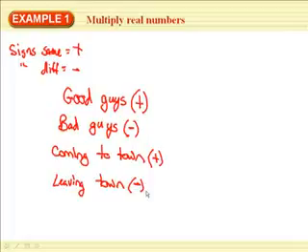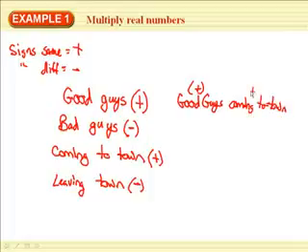So if we put these together, we will have the rules for multiplying. Let's first talk about this. If we have good guys, which is a positive thing, coming to town, which is a positive thing, think about that statement. Do we want the good guys to come to our town? Absolutely. So those two positives make a positive. Okay, so there's a way to remember the signs are the same, it's positive.